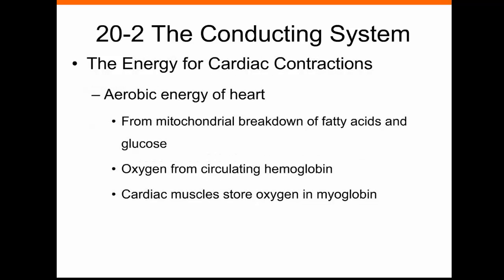The energy for cardiac contractions is aerobic energy from the mitochondria. We saw in lecture 1 when we saw the cardiac myofibrils that there are many mitochondria breaking down fatty acids and glucose. And then of course you've got circulating oxygen with circulating hemoglobin from the red blood cells, and the cardiac muscle can also store a certain amount of oxygen in the myoglobin.